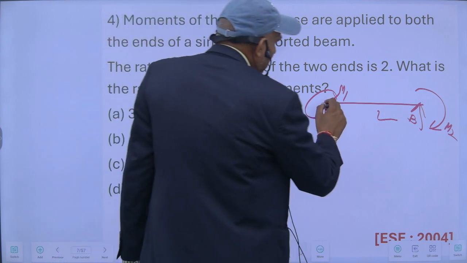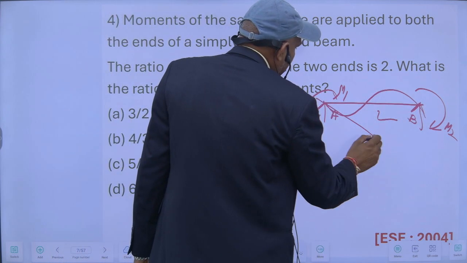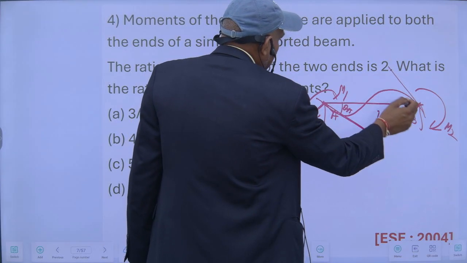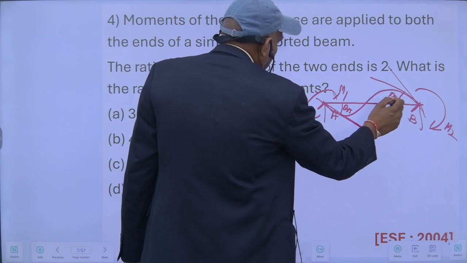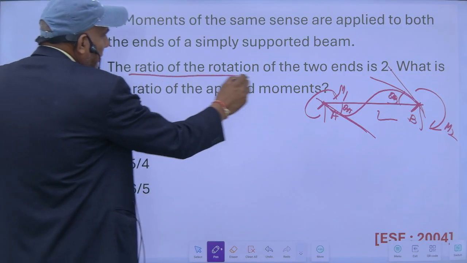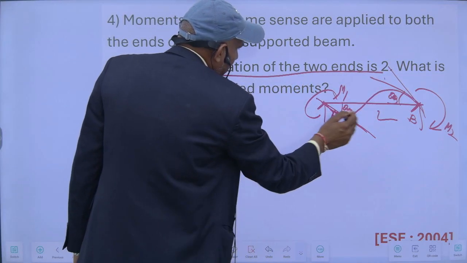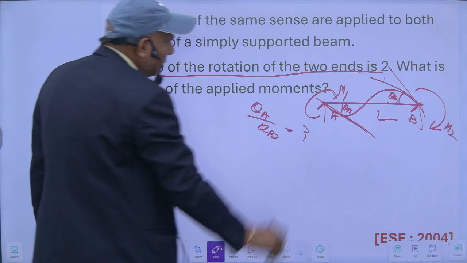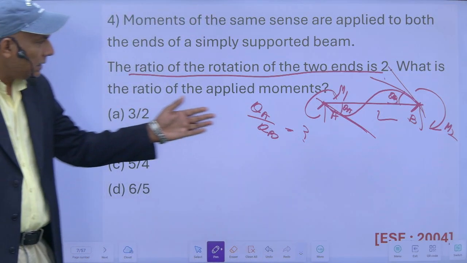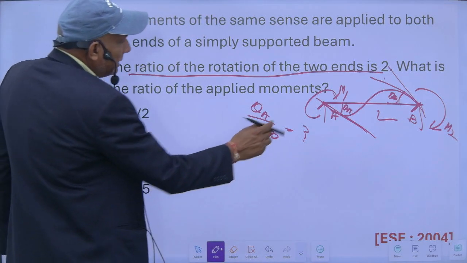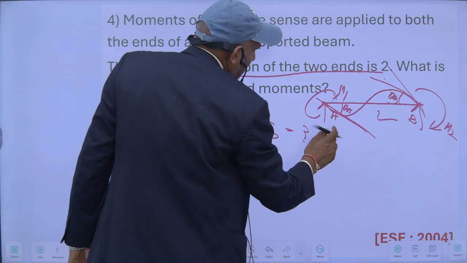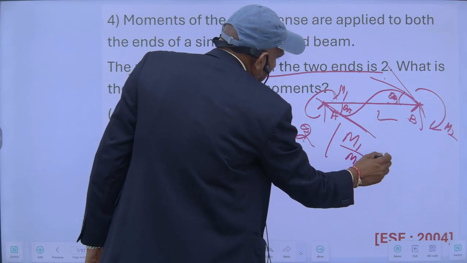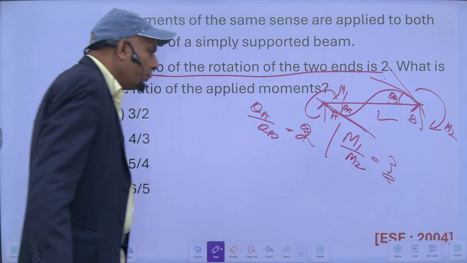So it will deflect like this. This will be theta A, this is theta B. What he says is that the ratio of the rotation of the two ends is 2, meaning theta A upon theta B is equal to 2. What is the ratio of the applied moments? It means this M1 upon M2, the ratio is to be known.